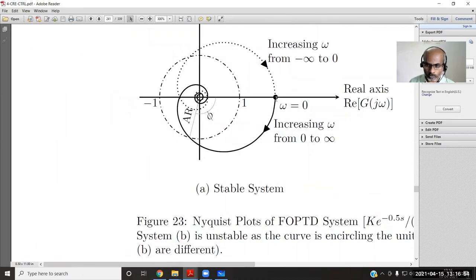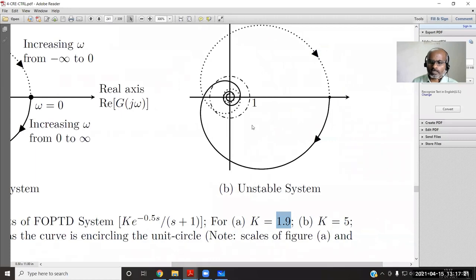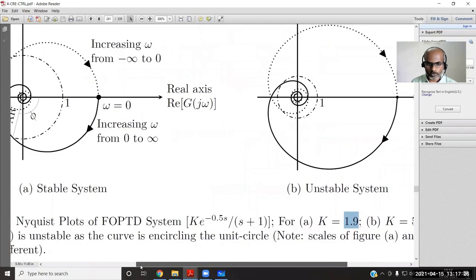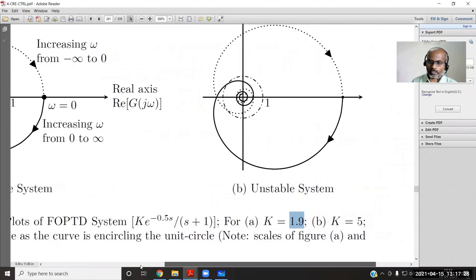If you combine omega equal to 0 to infinity and omega equal to minus infinity to 0, this total Nyquist plot is not encircling the point -1. Otherwise, if -1 lies within the boundary, the curve is falling within, then the system is unstable. There is such an example here, shown with a different scale. Don't simply compare them, of course, as the scales of diagrams A and B are different.